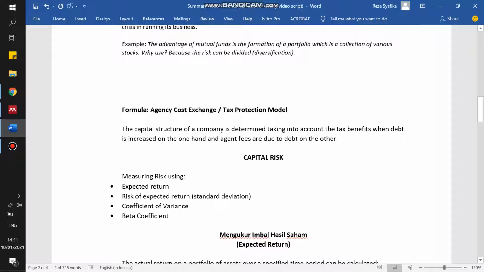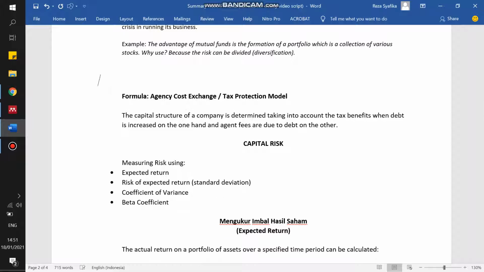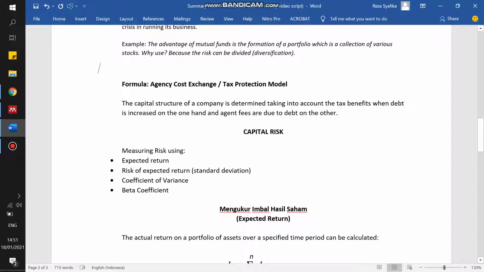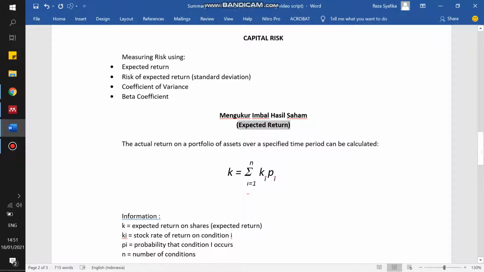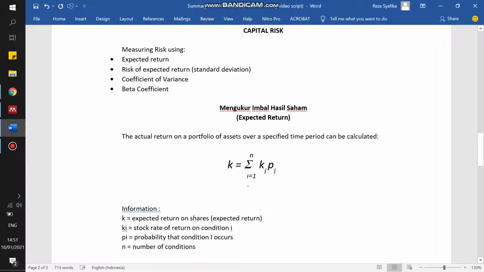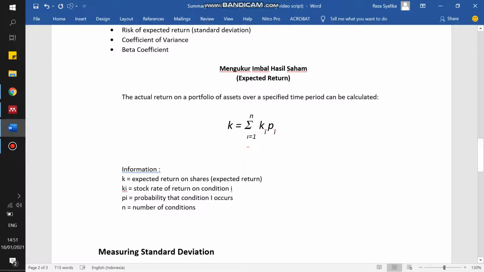And the formula in the agency cost exchange or tax protection model, you can measure the risk by using the expected return, the risk of expected return. You can find the standard deviation, the coefficient of variance, and the beta coefficient. And also you can find it by using CAPM, the capital asset pricing model, which I will explain later. So you can find the expected return. If you invest your money in a stock, you want to analyze how much percentage will I get, and you can do it by using this formula.